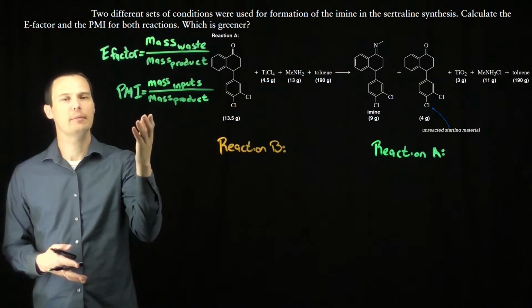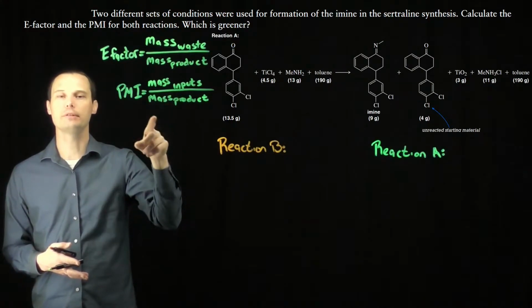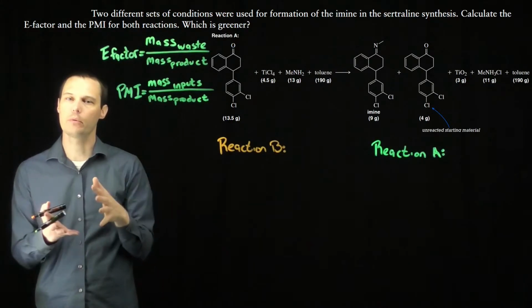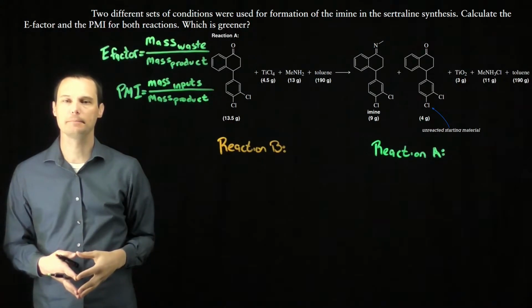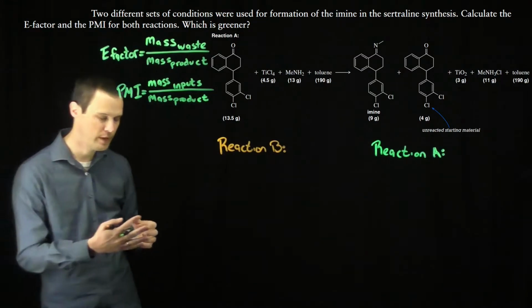The equation for PMI, process mass index, is the mass of all the inputs over the mass of the product. Again, we want that ratio to be as small as possible. We want the fewest number of inputs per gram of product. Let's go ahead and calculate that. We'll start with reaction A.